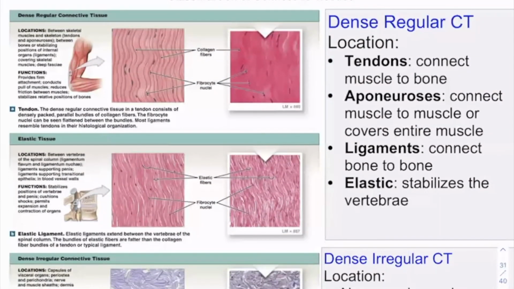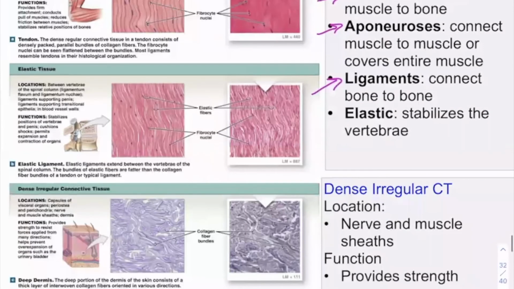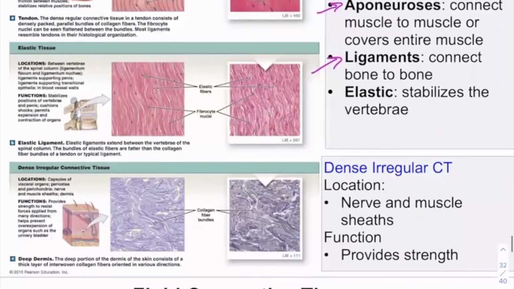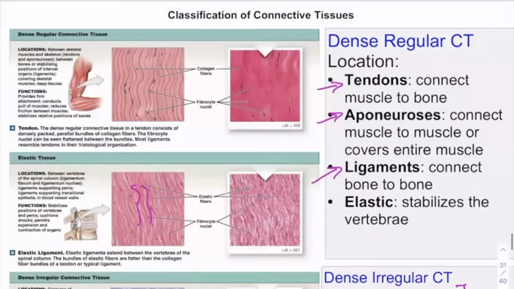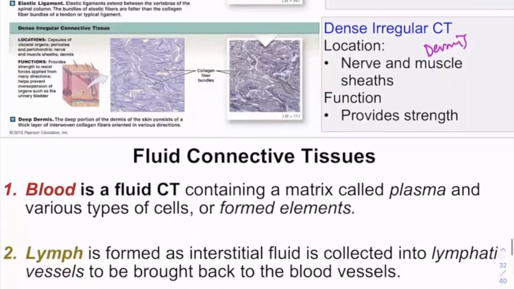Dense regular connective tissue tends to be things that actually are connecting. These are connective tissue proper. So tendons, and aponeurosis is just a flat tendon, but it's connecting a muscle to a muscle. Ligaments connect bone to bone, and they can be elastic, right? So they're supporting things. Dense irregular is like your dermis. And so it's dense, it holds things, it provides structure. It doesn't have a regular wavy shape like elastic and dense regular.